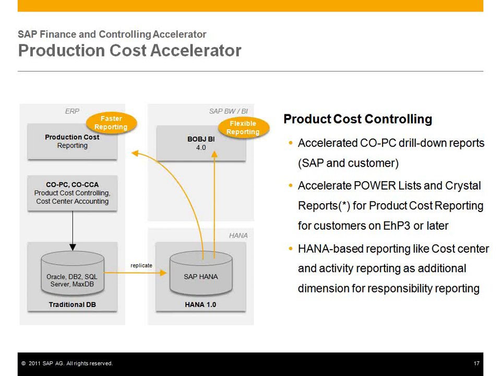So in this case now, it's a new set of reports. It's COPA drill-down reports, SAP-built and customer-built ones that will be accelerated. We have Power Lists and Crystal Reports for customers on EHP 3 or later, and some HANA-based reporting like cost center and activity reporting as an additional dimension for responsibility reporting. So this is customer reporting with a focus on production. Very basic scenario, but still powerful here. We take the data, process it, replicate it, make it available for reporting.